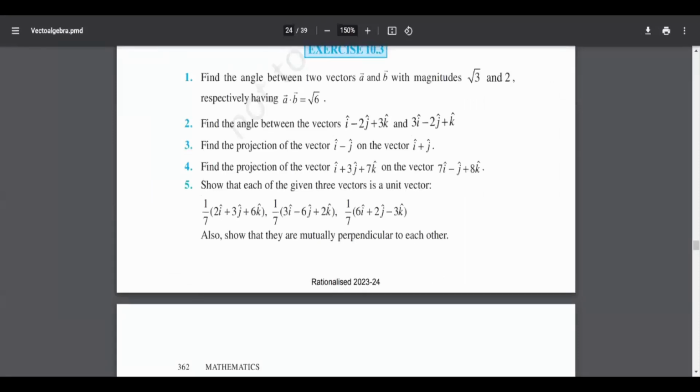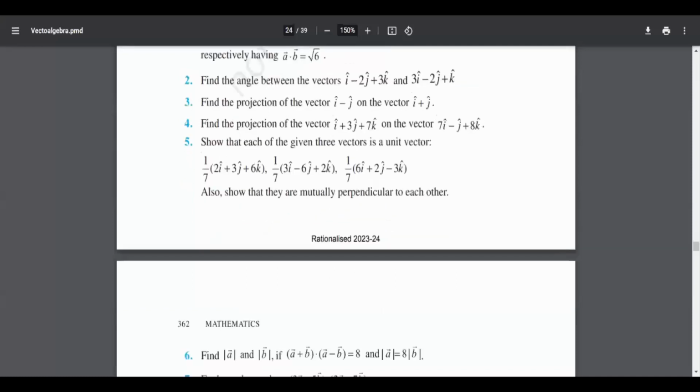So projection of A on B is A dot B by mod B. Simple. Now show that each of the three given vectors is a unit vector. What we know about a unit vector is its magnitude is 1. You can easily check its magnitude. I don't need to solve for it. 36 plus 4 plus 9 is 49, root 49 is 7, so 7 by 7 is 1. So yes, every vector is a unit vector.